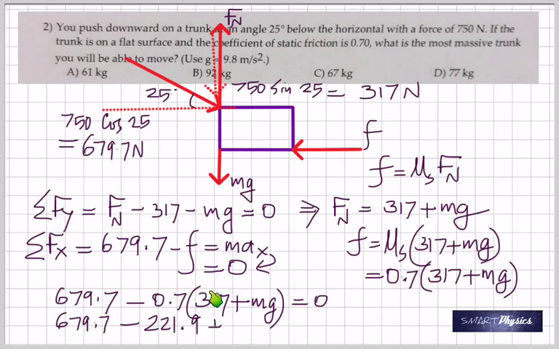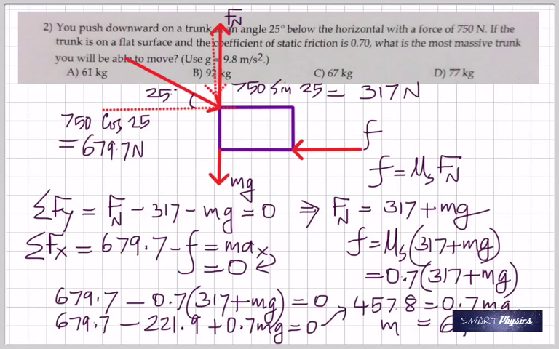So when you distribute this, you multiply these two numbers, you get this. And then the second term is this one. Take the difference between these two, you get 457.8. And then calculate the mass to be 67 kilograms.